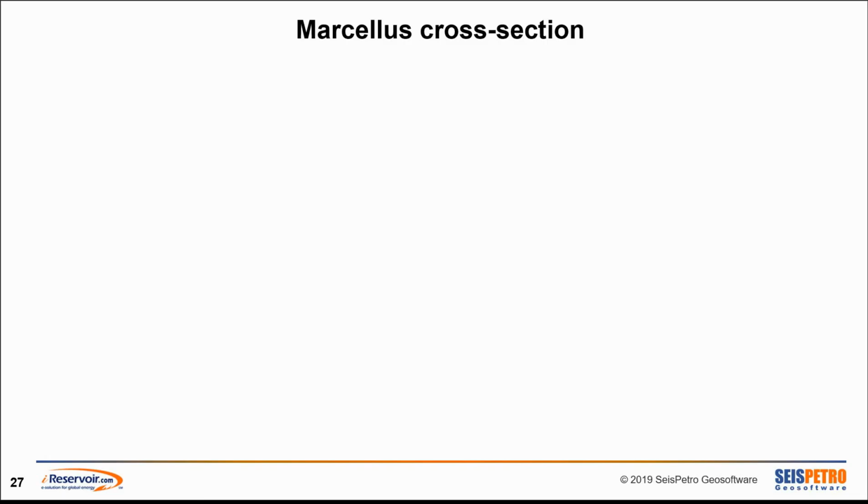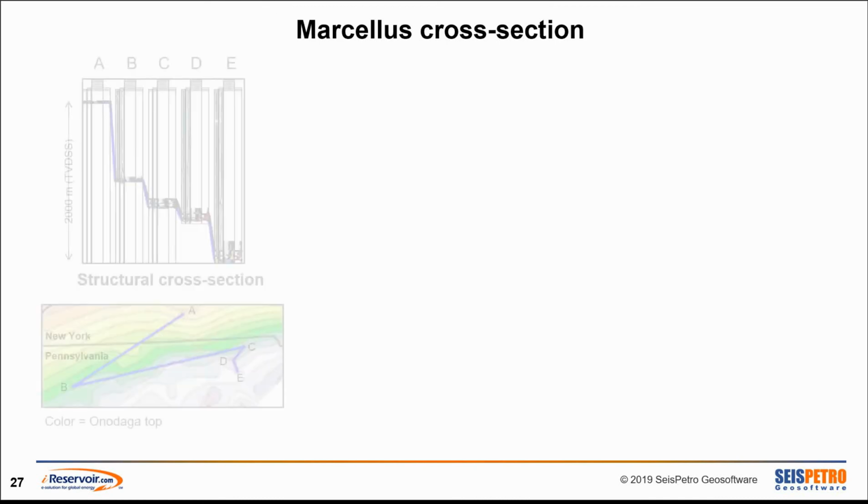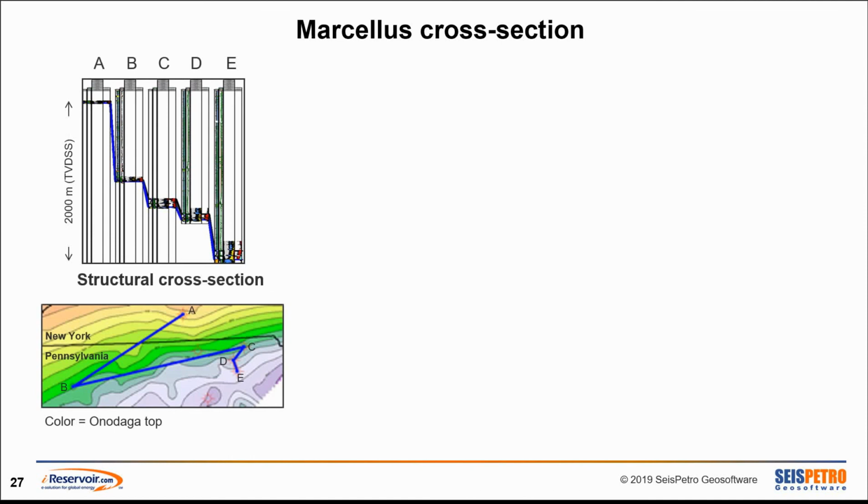The example that we will show comes from the Marcellus unconventional play. Here we show a structural cross-section across different wells in the northern part of Pennsylvania, near the border with New York. In this analysis, we used 7 wells, but in the cross-section, we're showing only 5. The vertical depth difference between the target across the different wells is approximately 2,000 meters.